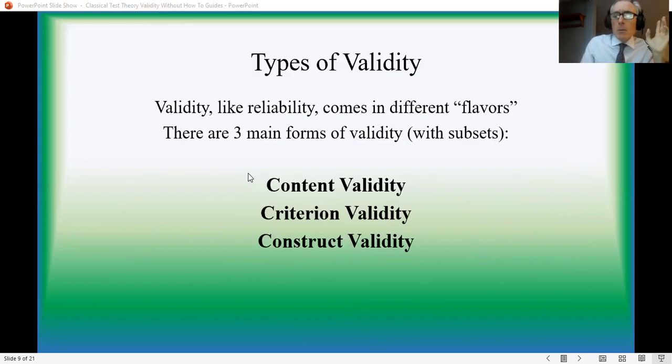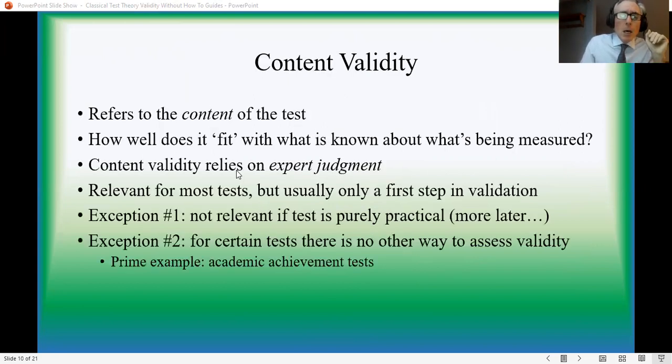Now we're going to get into the flavors of validity. And it's similar to reliability. There are different types of validity, and they arguably each in this case apply to most tests, though some may only apply to a limited subset. So it's content, criterion, and construct. There are subheadings under a couple of these, so be prepared for that. So content validity refers to exactly what you figure. It's the content of the test, what's in it, what went into it.